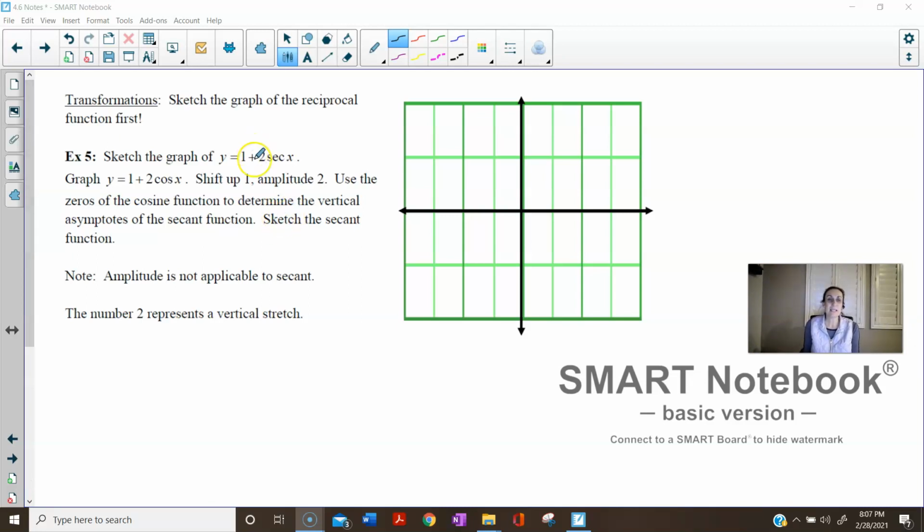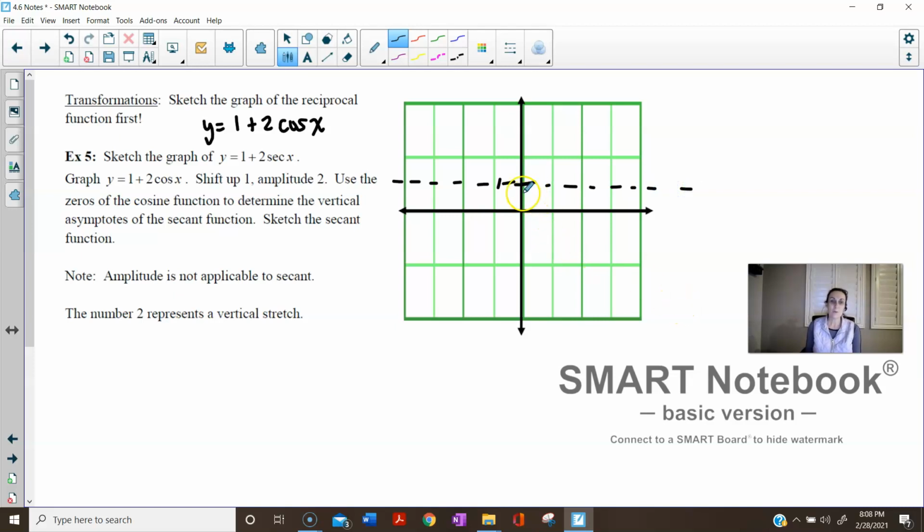Instead of graphing secant, we're going to graph y equals 1 plus 2 cosine x. And then after you graph the cosine, you just change it to the secant. Flip, flip, flip, flip, flip, and you've got the secant. So super easy. So we know that the +1 is going to shift this whole graph up 1. So what I like to do is, let's say that this is 1. And so I'm going to make this the new center of the graph.